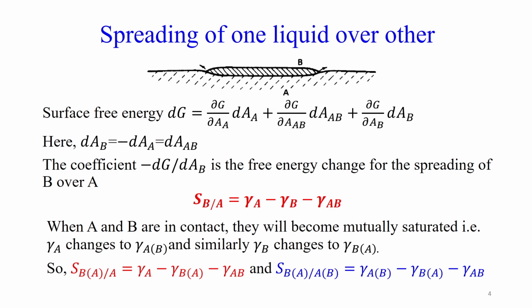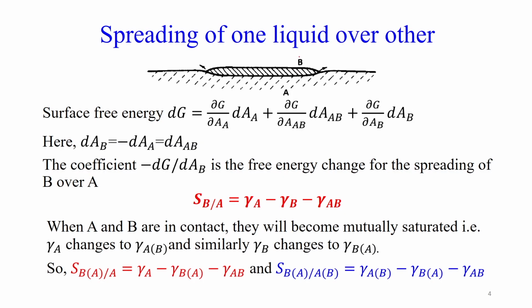Now, let us consider there are two liquids A and B, where B is interacting or spreading over A. There will be A, B and AB. In this way there will be three different areas: change in the area of A, plus change in the area of B, plus change in the area at the interface AB.